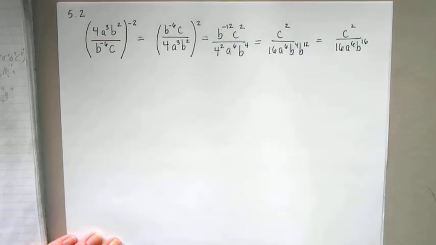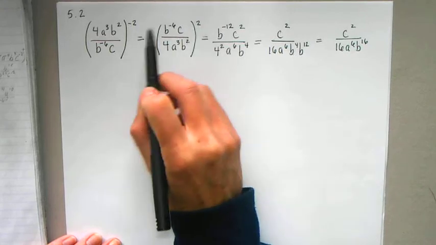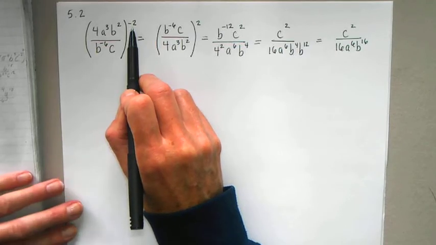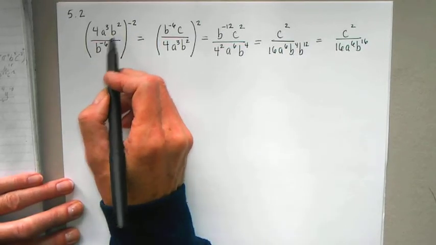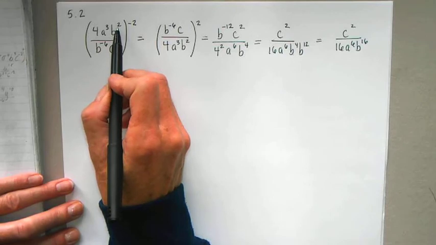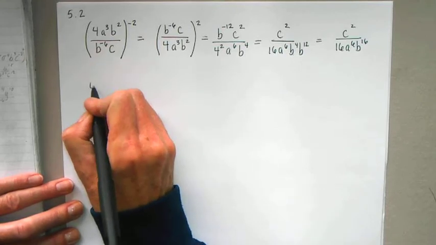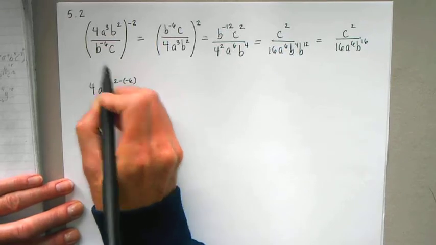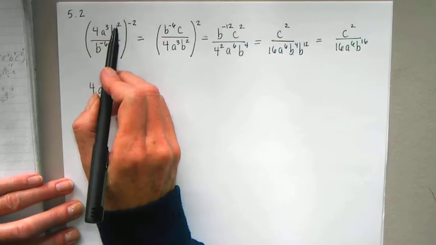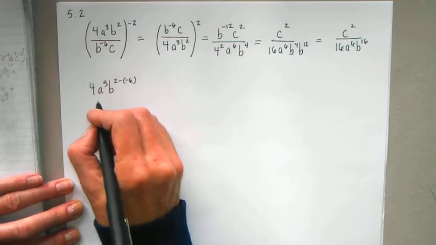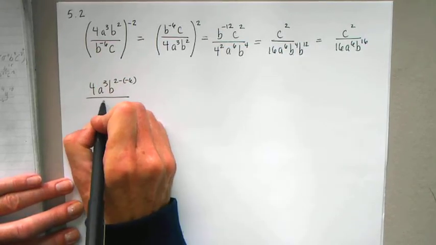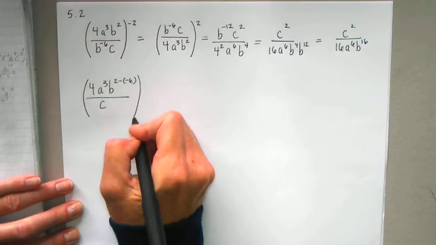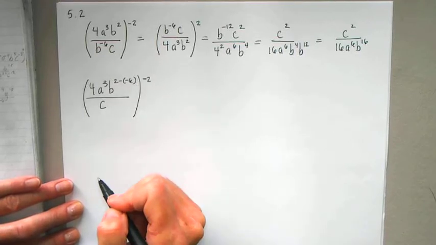Now that was making this positive first. What I might want to do is simplify the inside first and then raise to the power. So if I simplify the inside first, I would go, oh, 2 subtract negative 6. So I would have a to the 3, and then I would have b with 2 subtract negative 6, because I have the same base, so I'm subtracting exponents. Which is, and then I'll just go ahead and leave my c on the bottom. And this is still all raised to the negative 2. We haven't done anything with that yet.